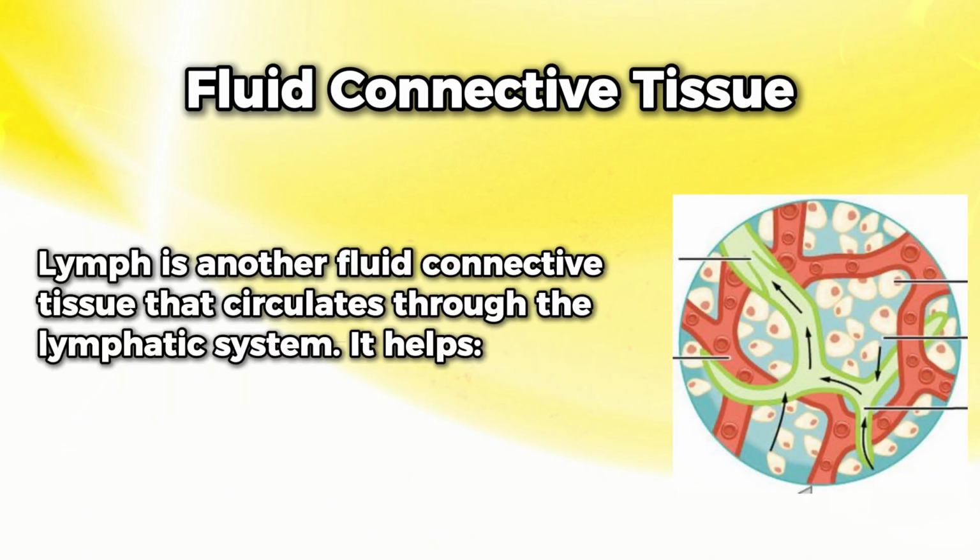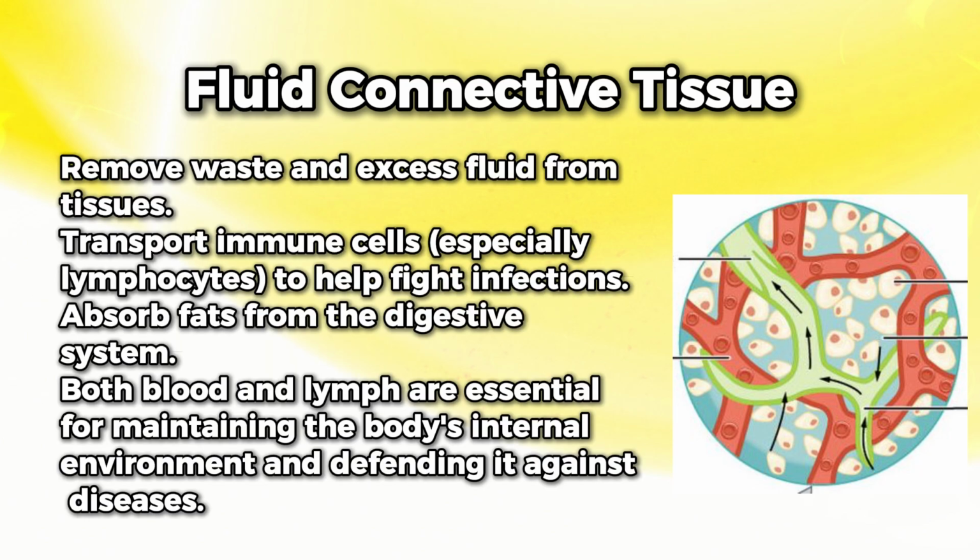Lymph. Lymph is another fluid connective tissue that circulates through the lymphatic system. It helps remove waste and excess fluid from tissues, transport immune cells, especially lymphocytes, to help fight infections, and absorb fats from the digestive system. Both blood and lymph are essential for maintaining the body's internal environment and defending it against diseases.